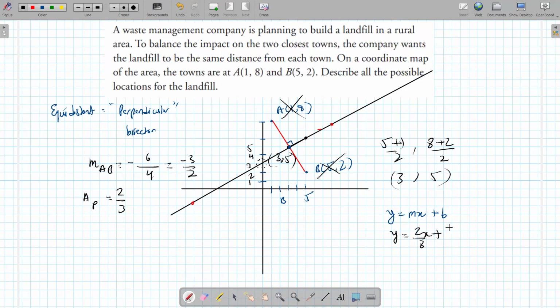So when the y value is 5, the x value is 3, and b is actually 3, so it does go through (0, 3). Therefore, the answer to this question is that the landfill can be anywhere on the line y equals 2 over 3 x plus 3, and it would be equidistant to those two cities. So with equidistant, keep in mind perpendicular. Cool?